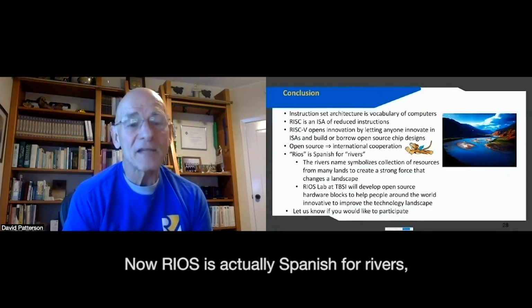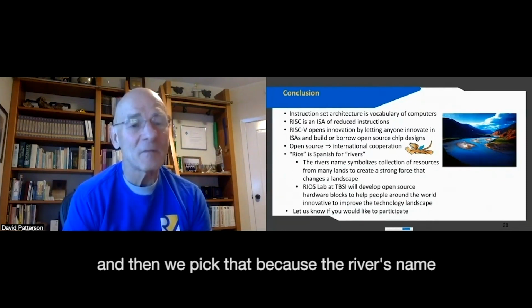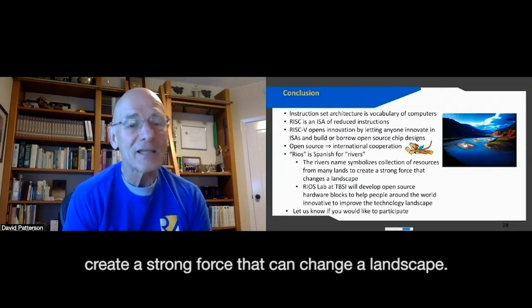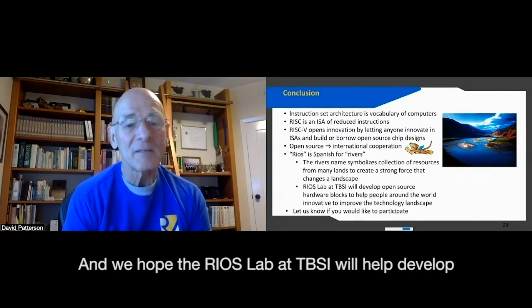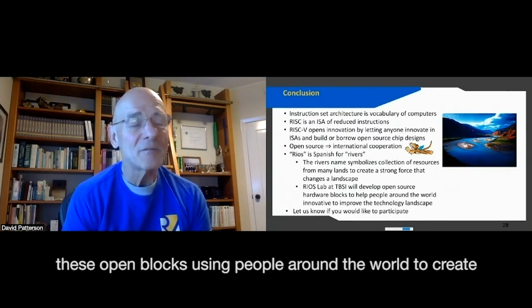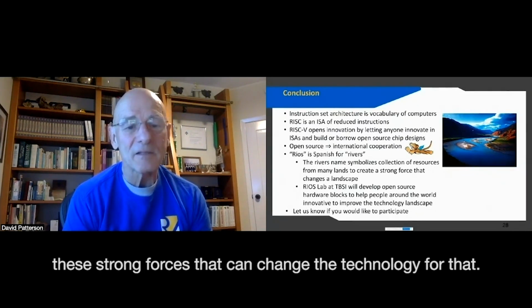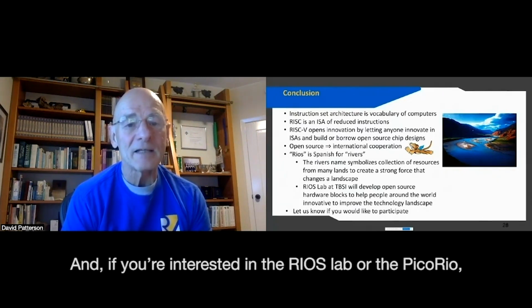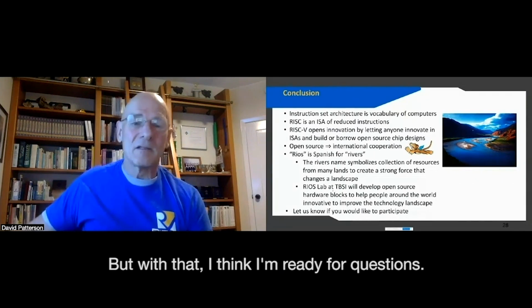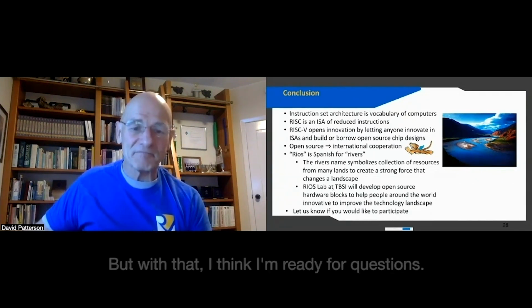Now, Rios is actually Spanish for rivers, and we picked that because the river's name symbolizes the collection of resources from many lands to create a strong force that can change a landscape, and we hope the Rios lab at TBSI will help develop these open blocks using people around the world to create these strong forces that can change the technology. And if you're interested in the Rios lab or the Pico Rio, let me know. But with that, I think I'm ready for questions.